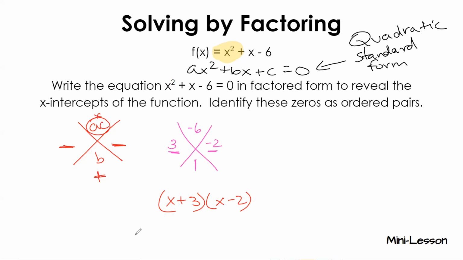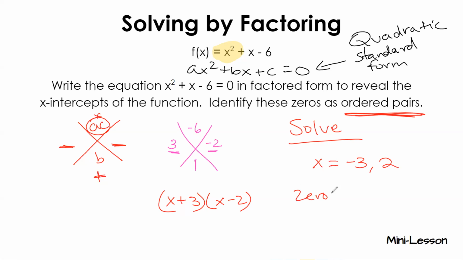We haven't changed the sign yet. When we solve, we are going to change the sign. When we solve, we're going to get x equals -3 and x equals +2. They want us to write them as ordered pairs. So the way we're going to do that is we're going to say -3, 0 and 2, 0, because that's the location that they would actually be at on the graph.